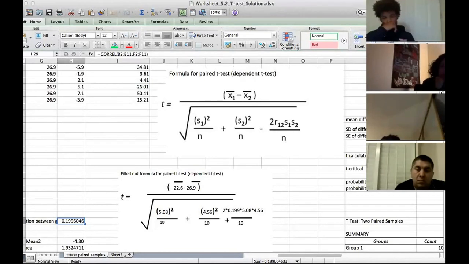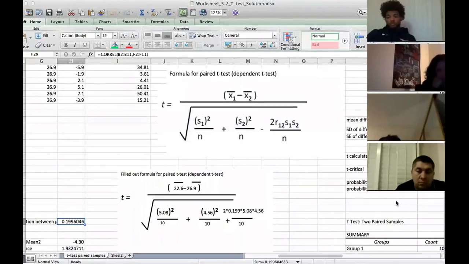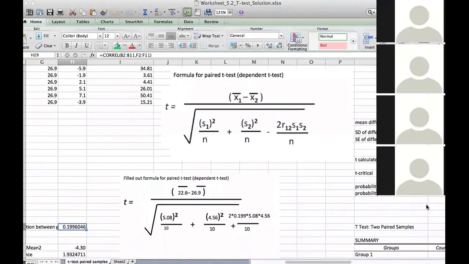You guys see that? If there's no relationship between those two groups, it's basically like they're not even similar, so it doesn't even really matter that you have the same person twice because it didn't relate at all. It's like they're strangers, right? So then we're back to using the formula for the independent t-test. Any questions about this one?